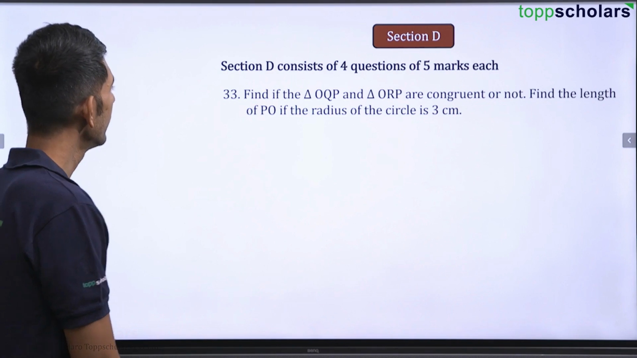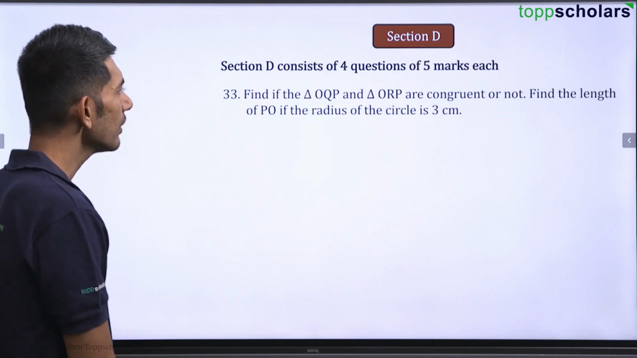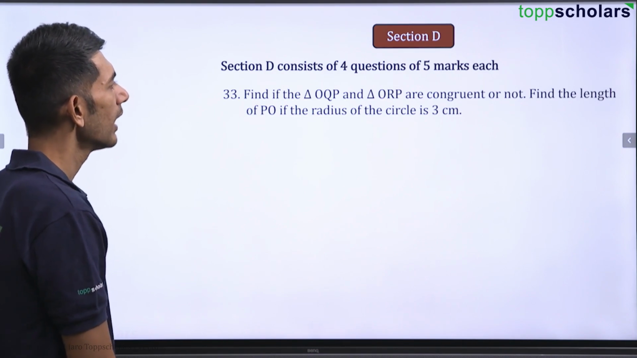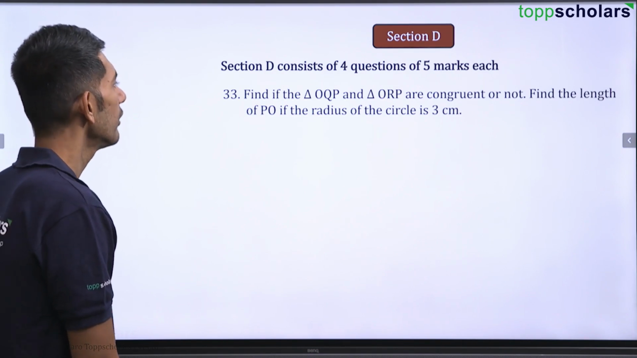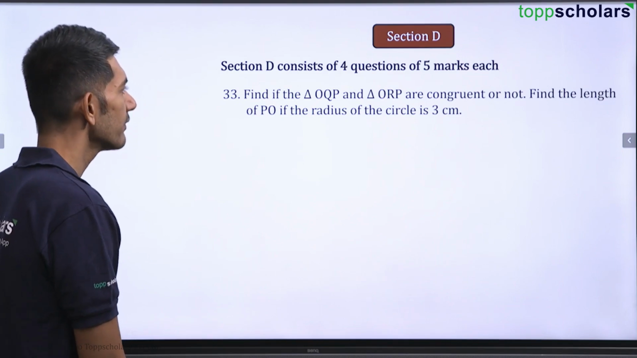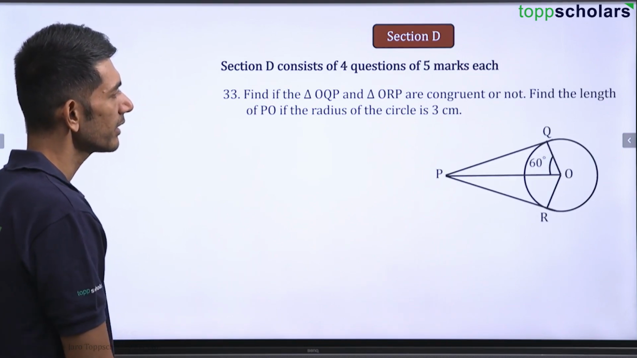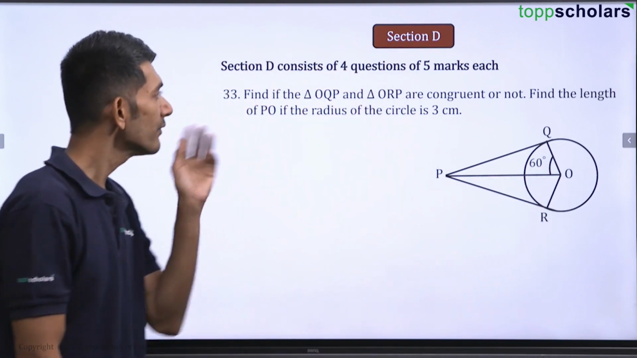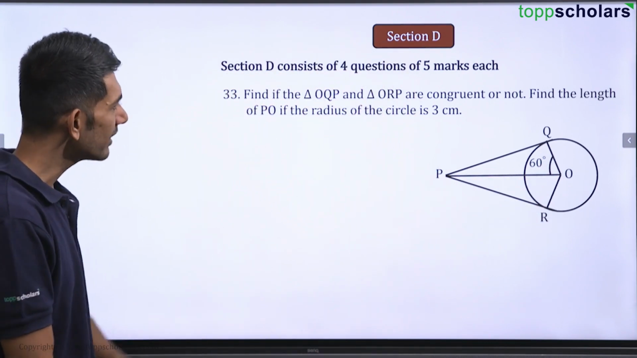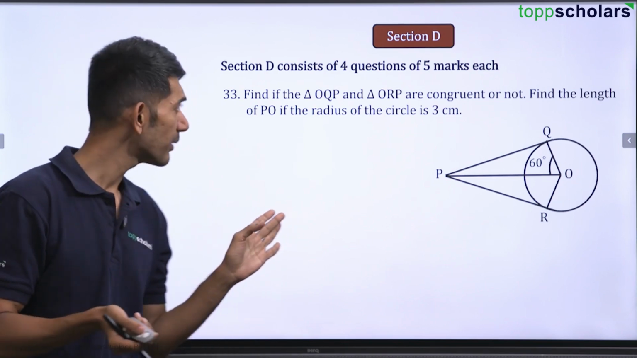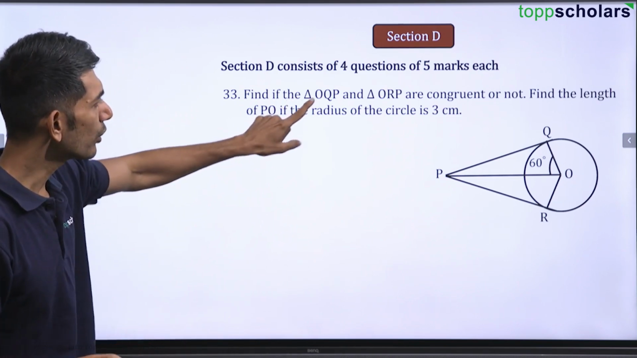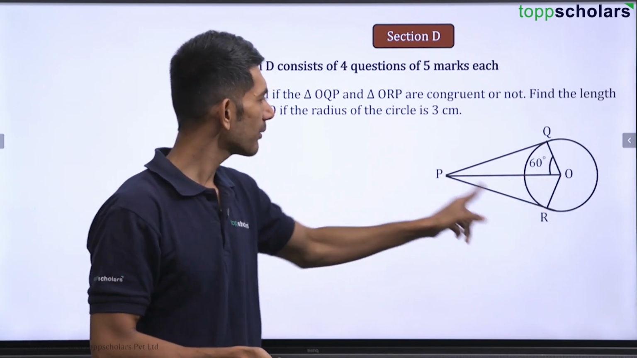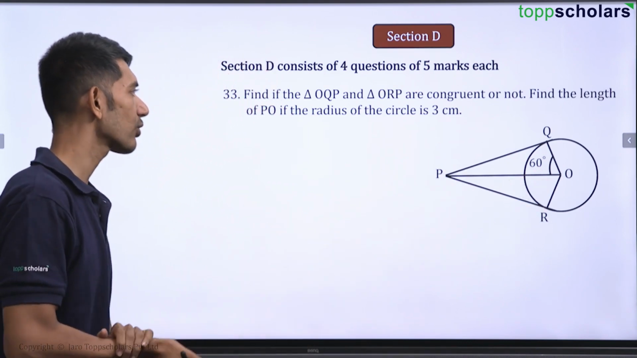It says, find if the triangle OQP and triangle ORP are congruent or not. Find the length of PO if the radius of the circle is 3 cm. Find the length of PO. Okay. We are supposed to check whether triangle, this is a very simple question actually for 5 marks, because see, triangle OQP and ORP, we are going to check whether they are congruent or not, right?